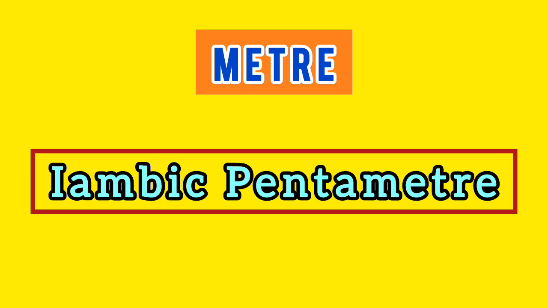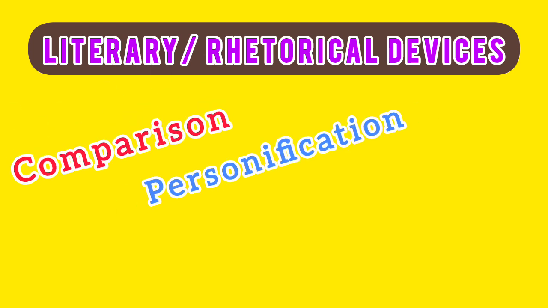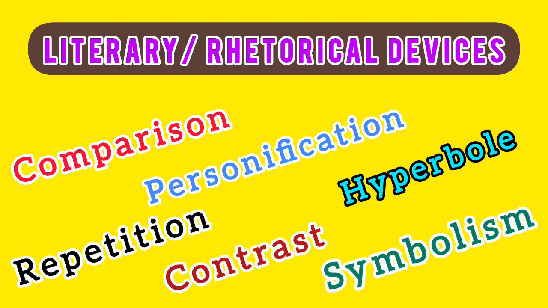Next point is the meter in which it is written. That is, of course, the iambic pentameter. Next point, the literary or rhetorical devices which have been used in this poem, like in the other sonnets of the same poet. These include literary figures like comparison, personification, hyperbole, repetition, contrast, and symbolism.